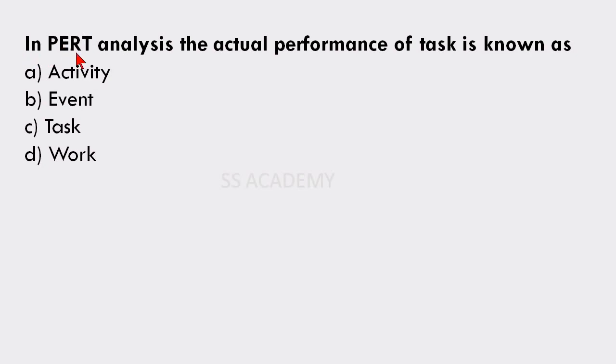Next question is, in PERT analysis, the actual performance of a task is known as activity, event, task, workforce. Answer is activity. In PERT analysis, the actual performance of task is known as activity.